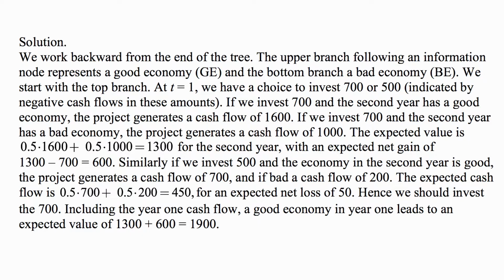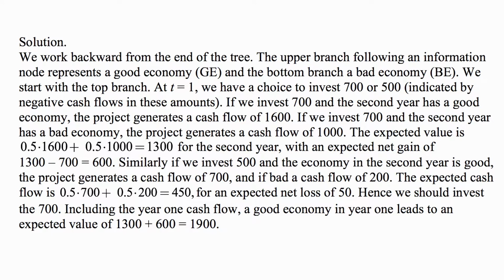At time t equal to 1, we have a choice to invest 700 or 500. These represent negative cash flows because you spend the money. If we invest 700 and the second year has a good economy, the project generates a cash flow of 1,600. If we invest 700 and the second year has a bad economy, the project generates a cash flow of 1,000. The expected value is the average of the two, because the probabilities are 1/2 for each of the possible outcomes. So it's 1,300 for the second year, with an expected net gain of 1,300 minus 700, so it's 600.